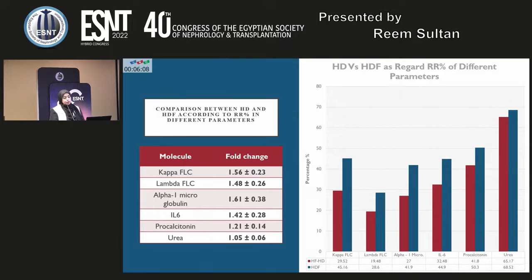This graph shows the reduction ratios of different molecules between high-flux hemodialysis and HDF, with average kappa reduction ratio 29% on high flux and 45% on HDF, lambda 19% on high flux versus 28% on HDF. Alpha-1 microglobulin showed 27% reduction ratio on high flux versus 41.9% on HDF. Interleukin-6, 32% on high flux versus 44% on HDF. Procalcitonin, 41% on high flux versus 50.3% on HDF. And urea didn't show a reduction ratio difference, but it was also statistically significant.